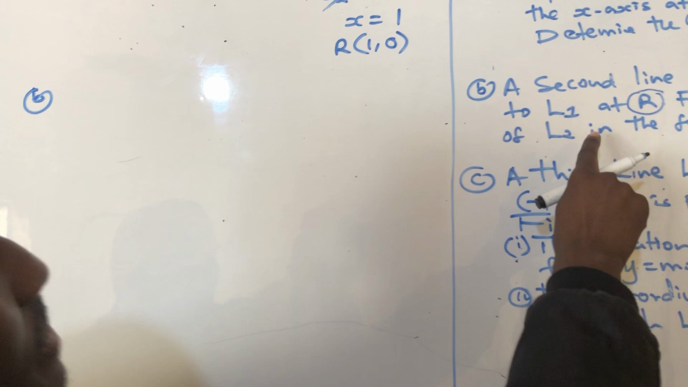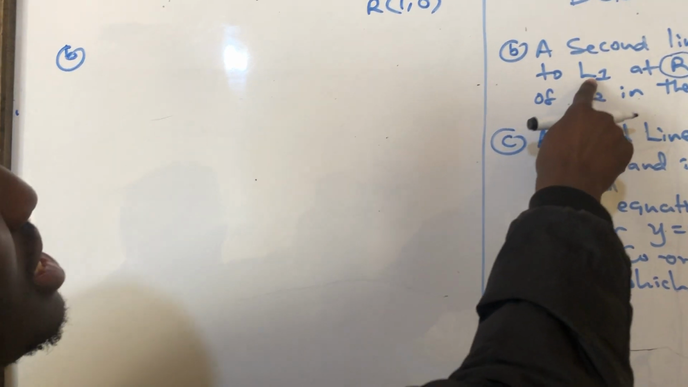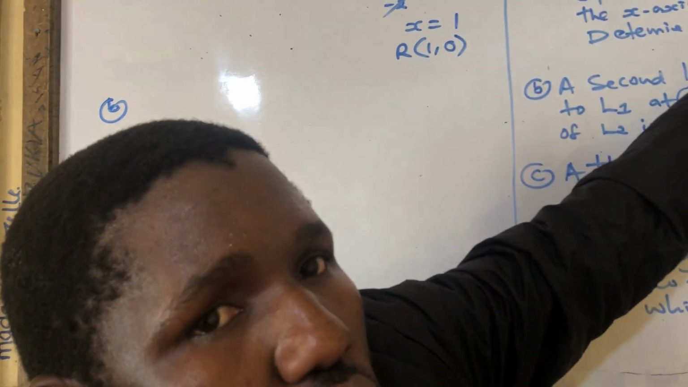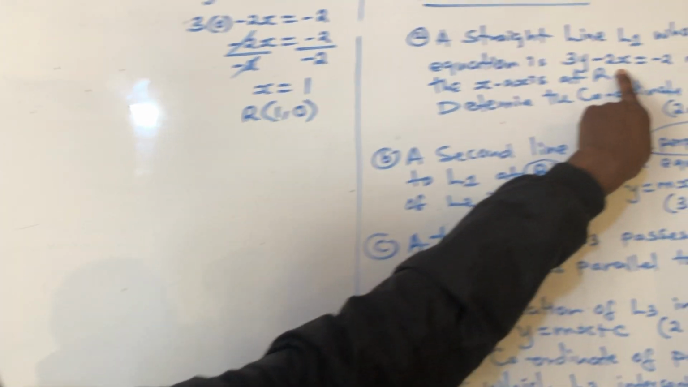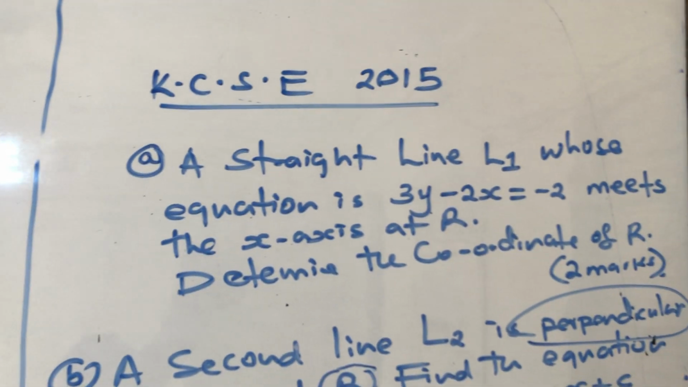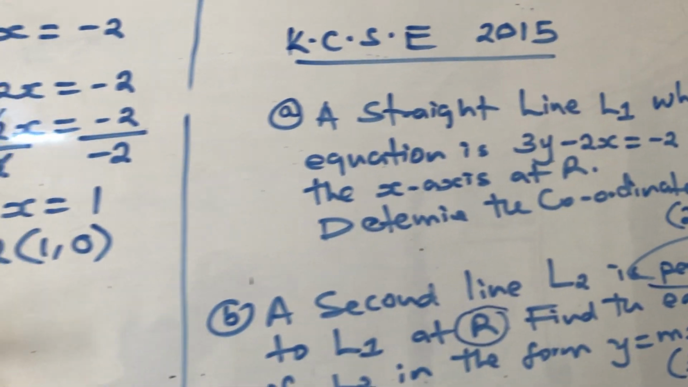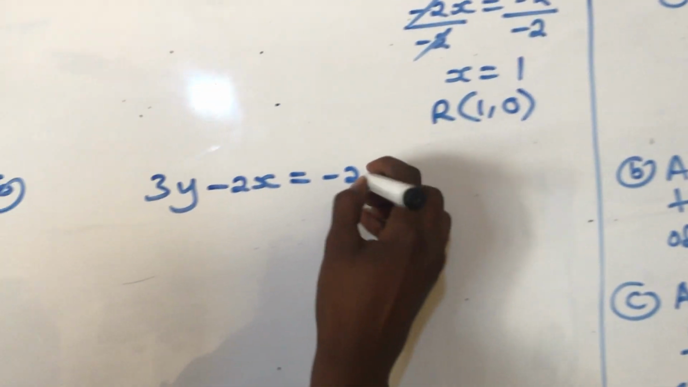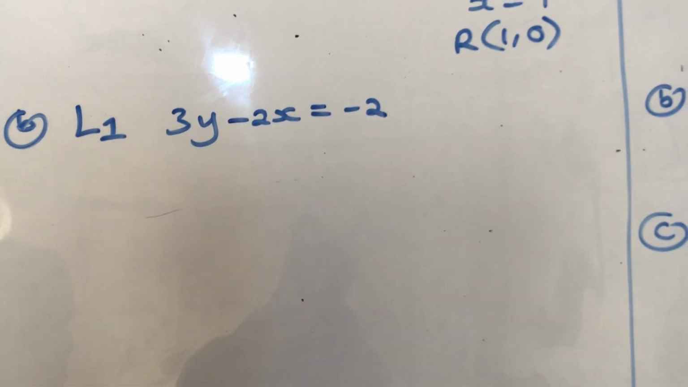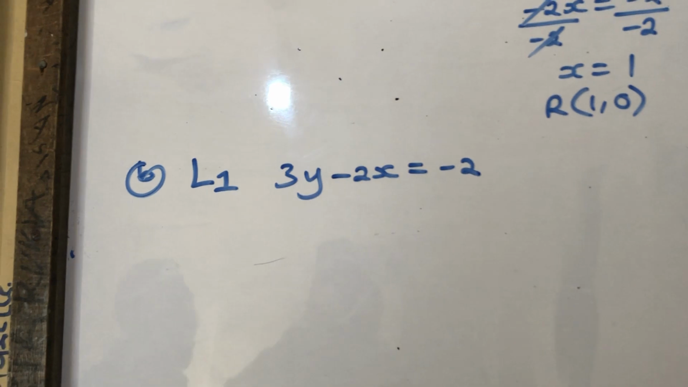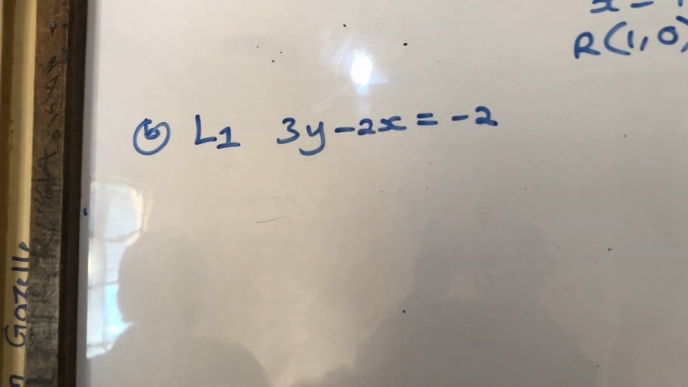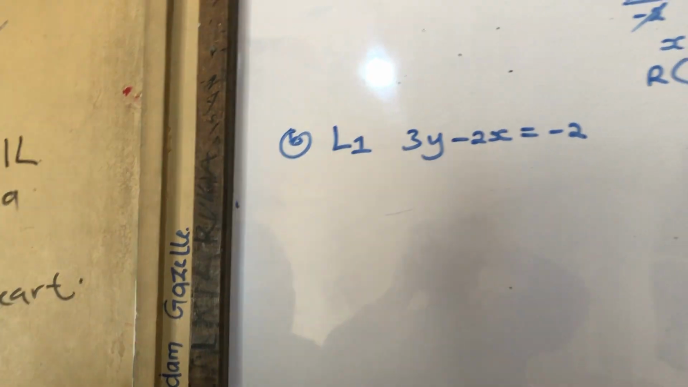But before that is done, the student will be required to take line L1, whose equation we already know. What is the equation of line L1? It is 3y minus 2x is equal to negative 2. This is the equation of line L1. What do we need exactly from this equation? From this equation, a student needs the gradient.